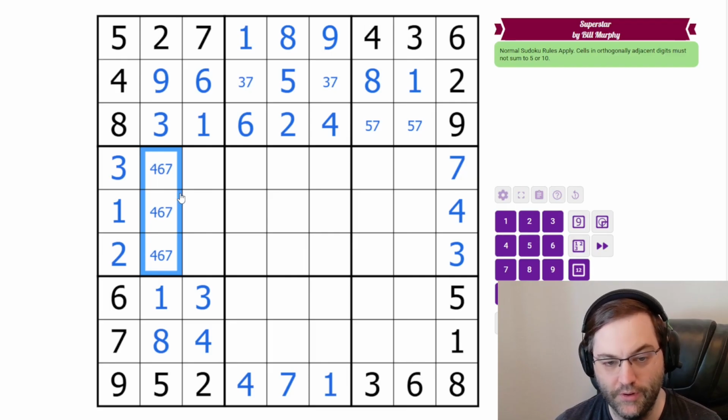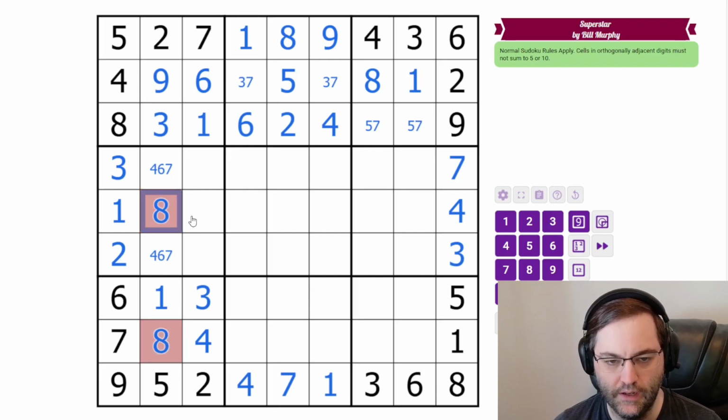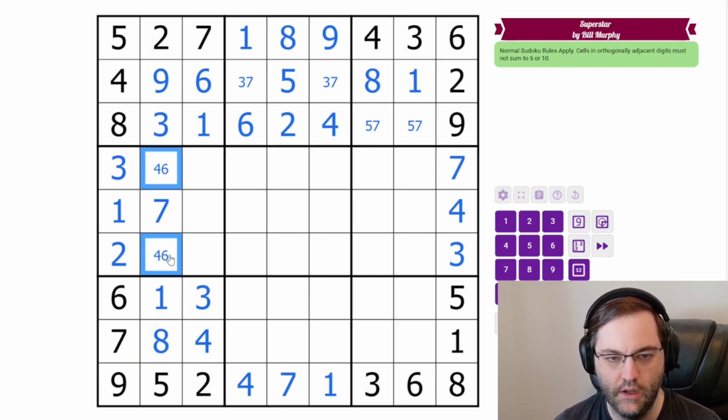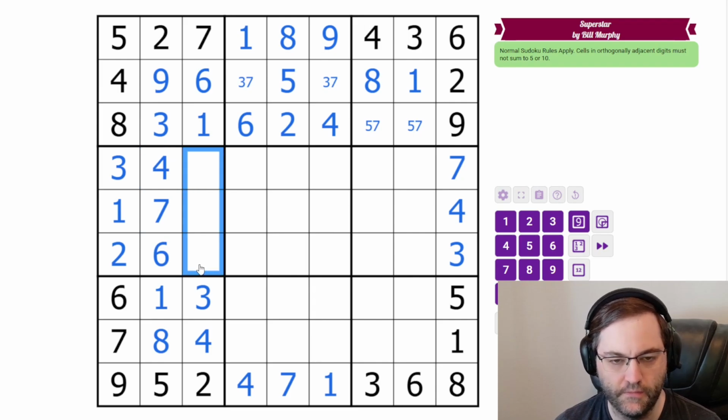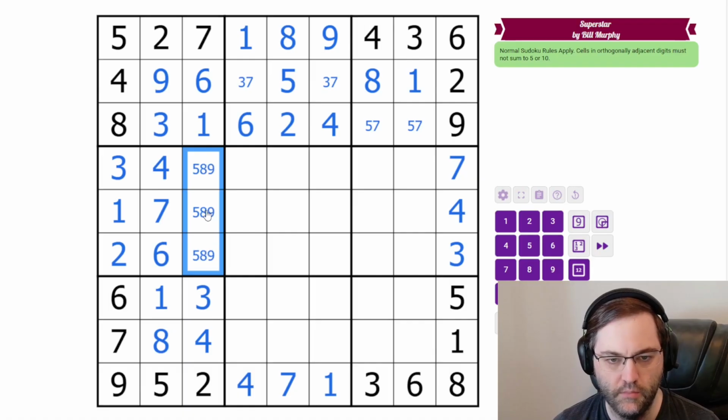These are 5, 6, 4. I typed the right digit. 4, 6, and 7. 4 and 6 again can't go next to each other. And the 1 can't go next to 4. These are 5, 8, and 9, which are not going to be resolved. That's not 9, though.